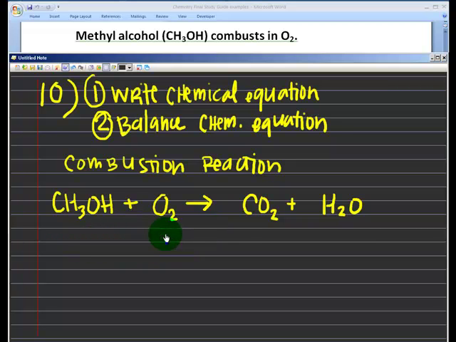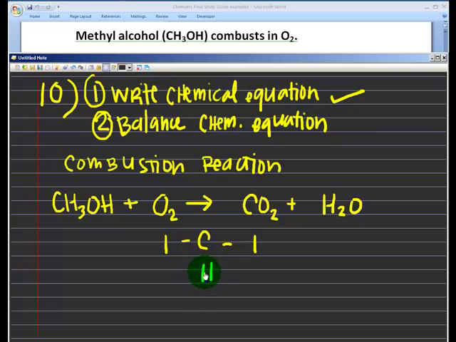Now this is writing our chemical equation, so we already wrote it. CH3OH plus O2 yields carbon dioxide plus water, H2O. Now the second thing we need to do is balance the chemical equation. When you balance the chemical equation, look at your carbons first. Now on my reactant side, I have 1 carbon. On my product side, I also have 1 carbon. So carbons, they look pretty good.